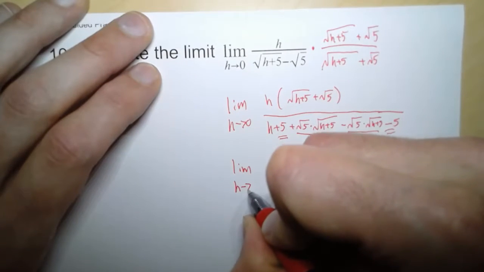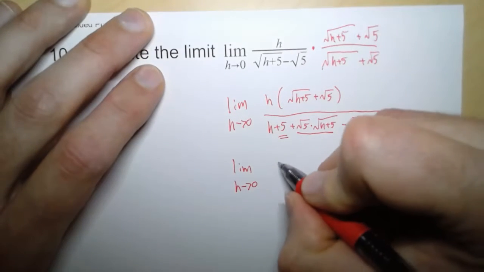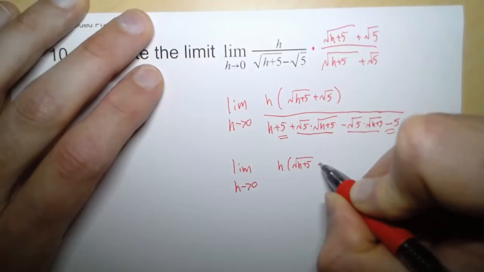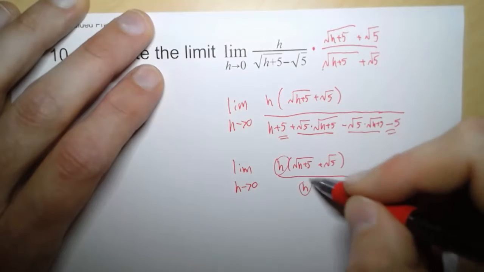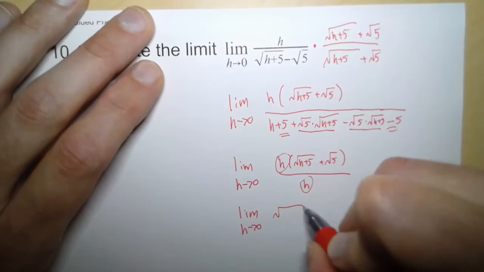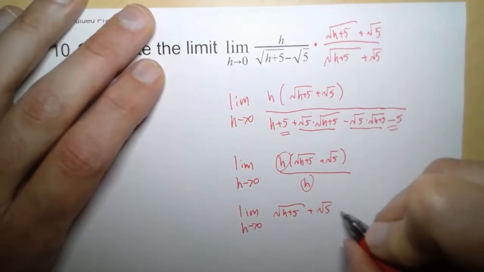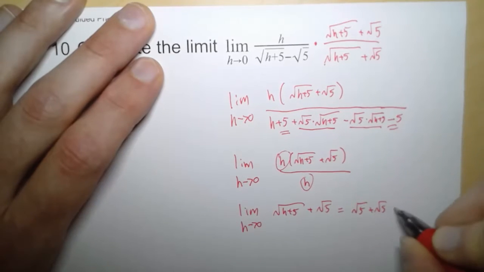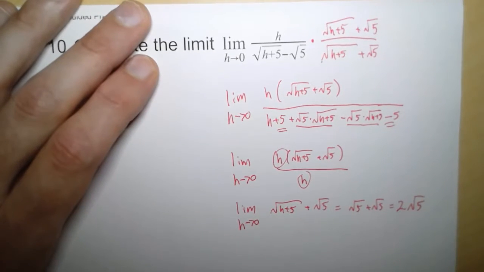So on our next line, we still have the limit. We haven't plugged in 0 yet, and we always hold this until we can actually plug in 0. So on the top, it's h times radical h plus 5 plus radical 5. And on the bottom, the only thing that's left for us is h. So we can cancel that out. So our simplified expression is radical h plus 5 plus radical 5. So if we plug in 0, we get radical 5 plus radical 5, and that's just simply written as 2 radical 5 as our limit.